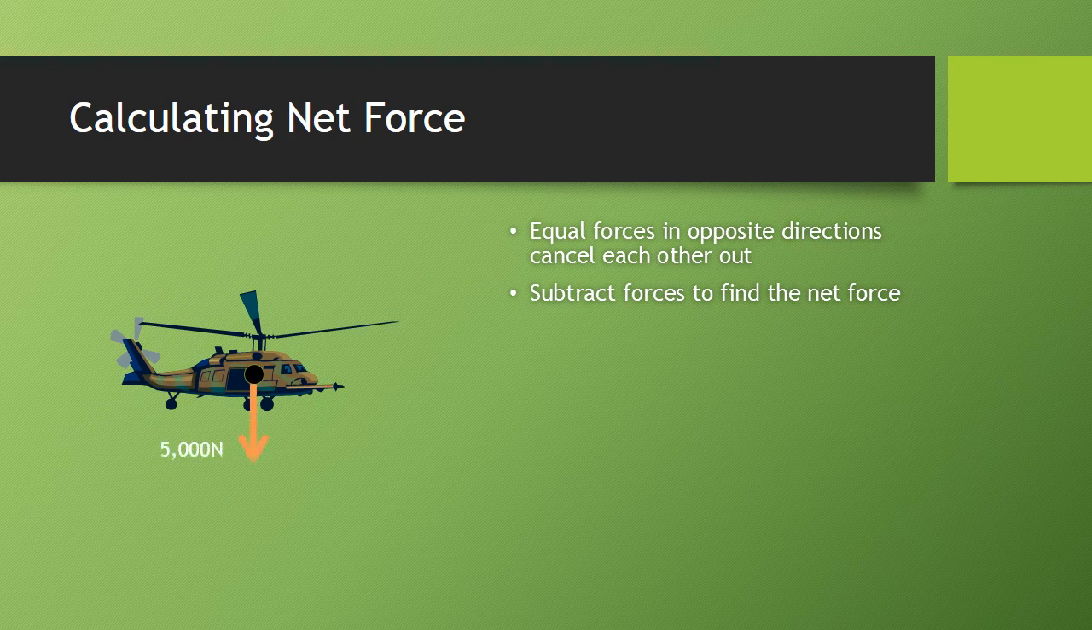If we look at this helicopter, it's got a 5,000 Newton gravity force, but a 7,000 Newton lift force. This means there's more force up than there is down, so they're not cancelling out. To find the size of that force, we use a subtraction. We see it as 2,000 newtons acting up.